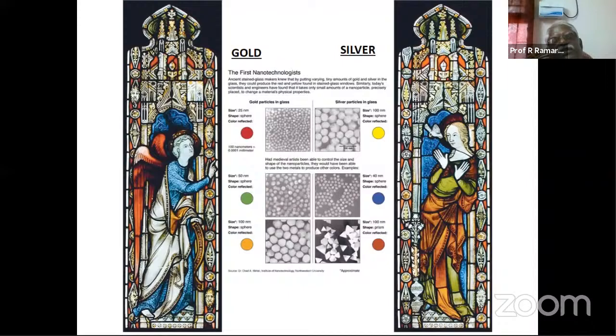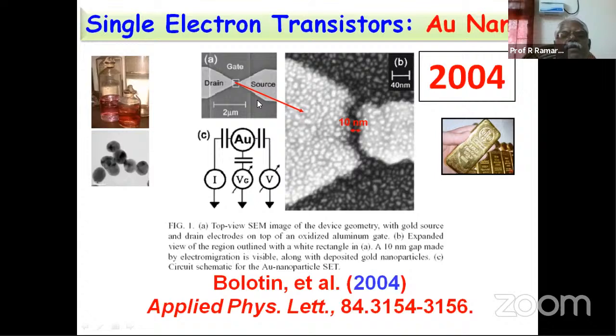So, for example, in the year 2004, small gold nanoparticles were used to prepare a transistor. The transistor is so small, the total size may be less than 50 nanometer. Until 2004, people thought only semiconductor material can be used for a transistor, but it is not so. More than semiconductor, even a metal can be used to prepare the transistor.